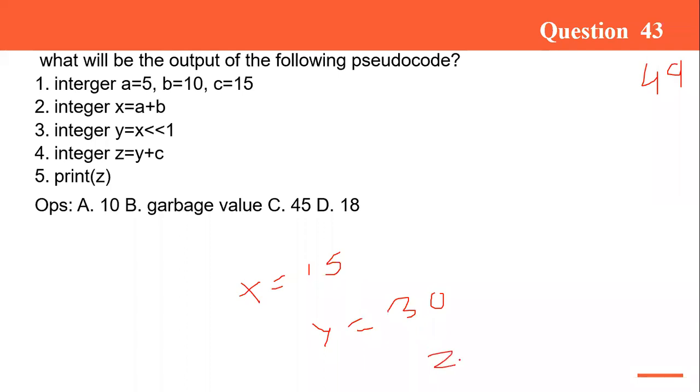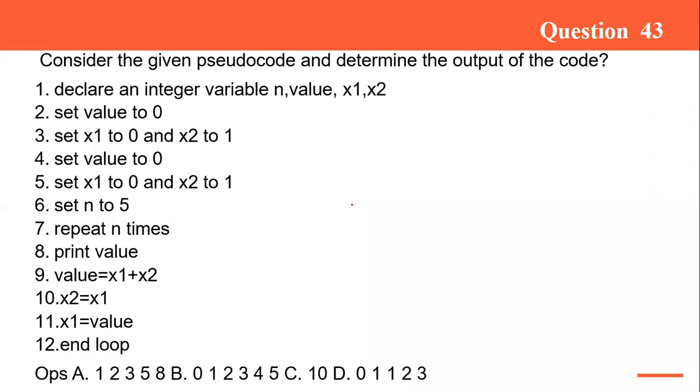And Z value is equal to Y plus C. Y value is 30. And what is C value? 15. So 30 plus 15 is 45. Perfect. Super. Answer is 45. Clear. Great, everyone. I hope everyone got the correct answer. No doubts at all. Next one. Try this one, everyone.